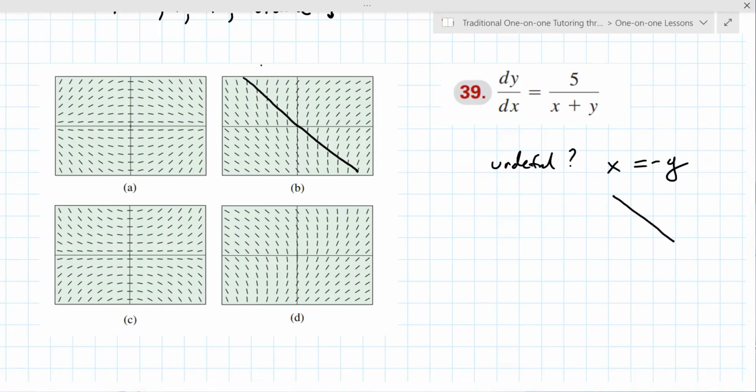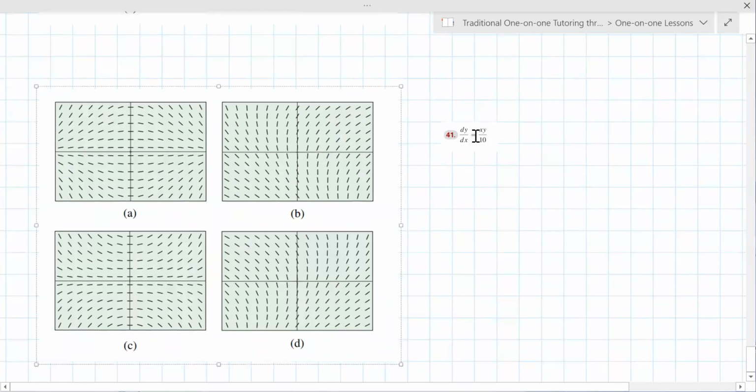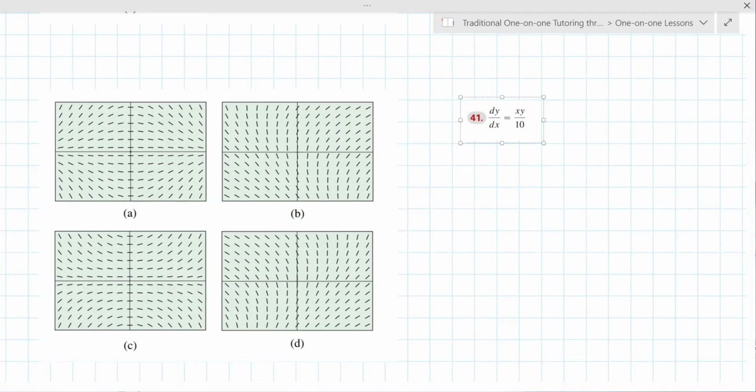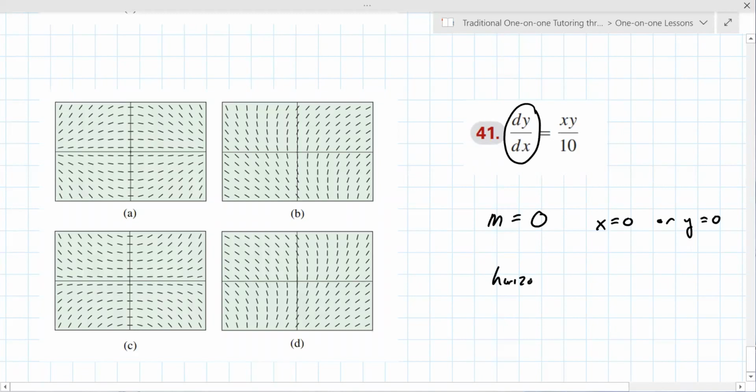I apologize. Let's look at number 41 here with a new set of questions. All right. So this time, x and y are on top. Okay, and here we're generally interested in where the slope is equal to 0, and this is the slope. So it's 0 when either x is 0 or y is 0, or both. So this has horizontal lines when x is 0 or y is 0.